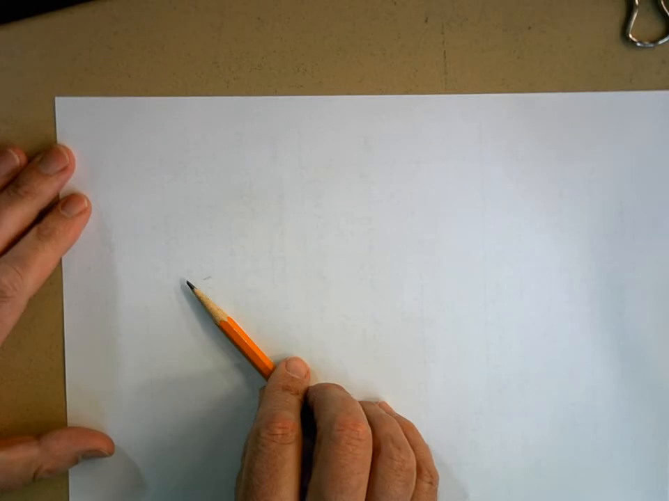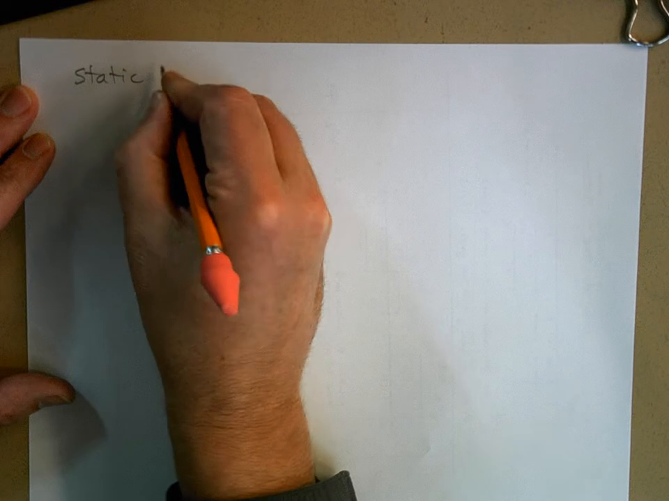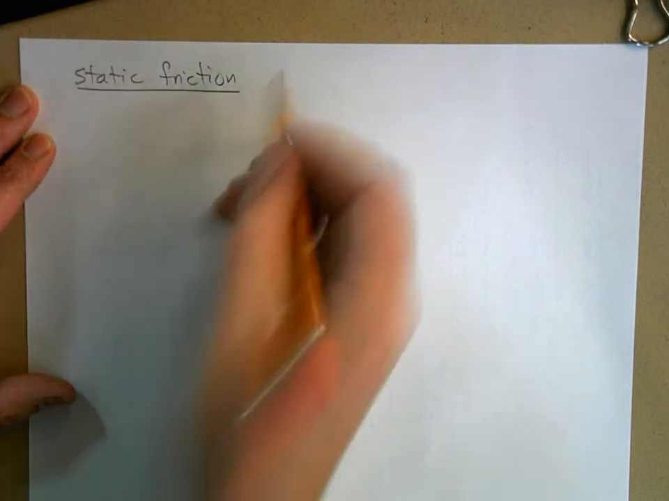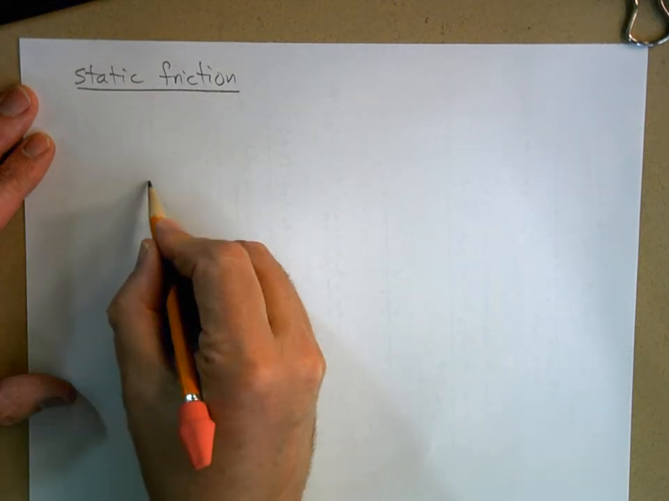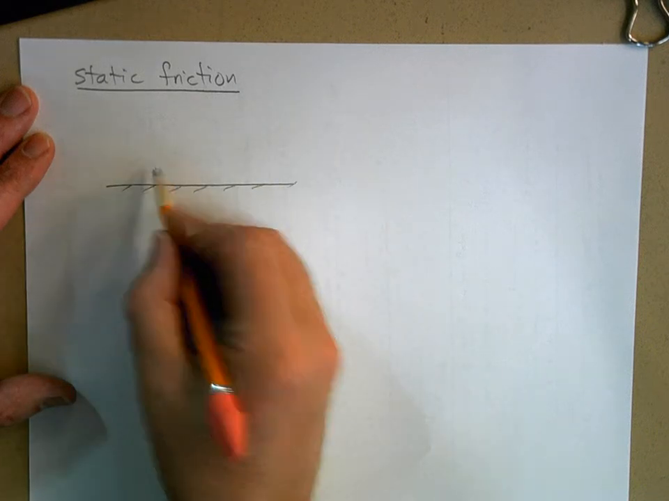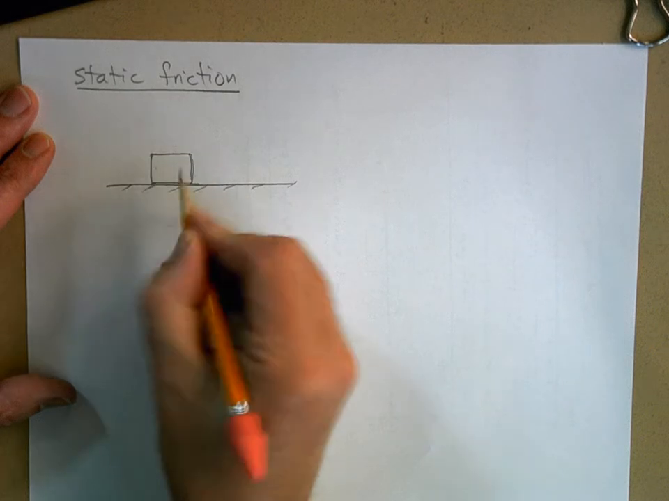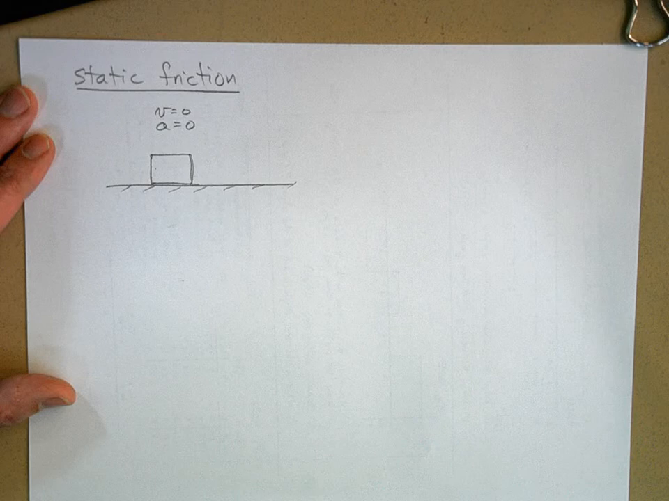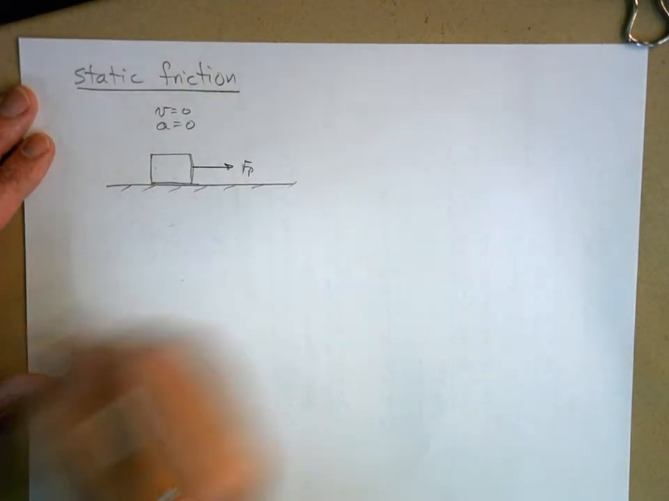So let's talk about static friction. Here's my, I'll just do it with a crate. Here's the surface. And we're going to say V equals 0 and A equals 0. And I'm going to pull on this with the pulling force. Now let's draw the free body diagram.